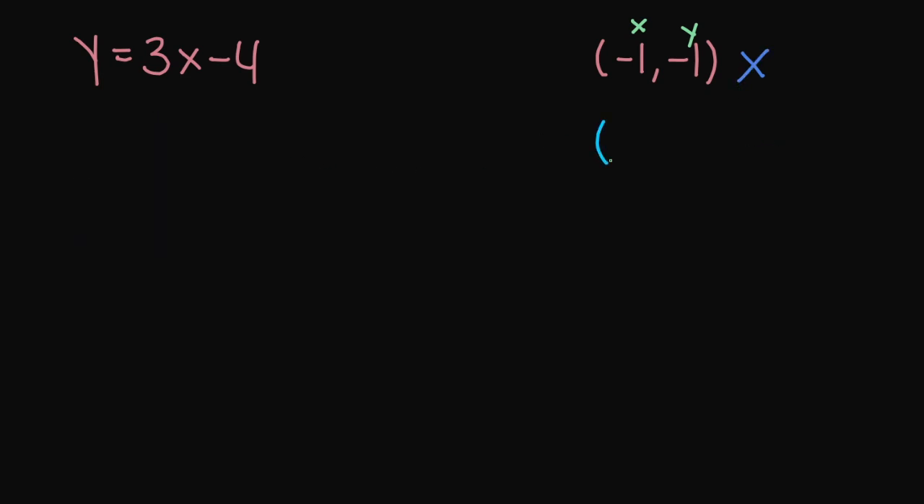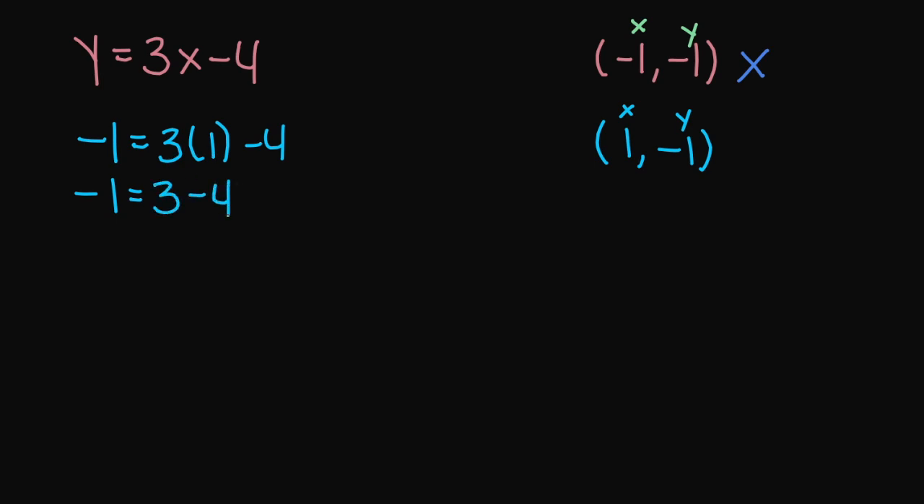So now let's try the ordered pair (1, -1). Let's go ahead and label our numbers. So this is my x and this is my y. So you have -1 equals 3 times 1 minus 4. My left side here is -1. That equals 3 times 1. This is going to be 3 minus 4. And then you have -1 equals 3 minus 4. This is going to equal -1. And as you can see, -1 equals -1. So yes, this is a solution to this equation.